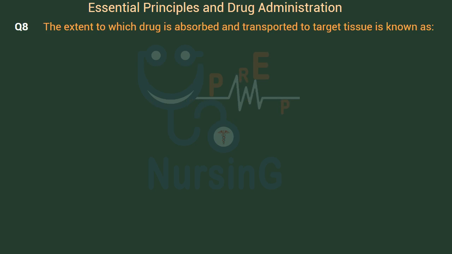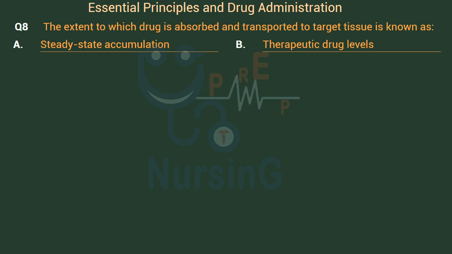The extent to which a drug is absorbed and transported to target tissue is known as: Option A. Steady state accumulation. Option B. Therapeutic drug levels. Option C. Bioavailability. Option D. Distribution. Right answer is Option C. Bioavailability.